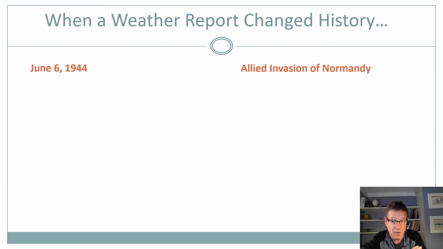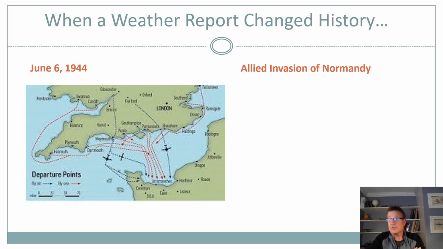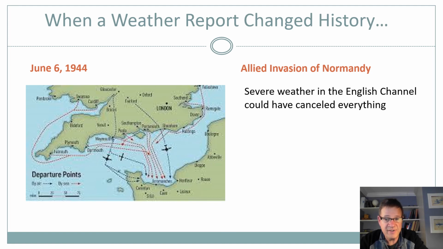And this was the largest seaborne invasion ever planned and mounted in human history, before or since. But there was a problem in terms of getting these troops across. What was happening here was the people were coming across from England onto the beaches at Normandy in northwestern France. But the problem was that there was severe weather on the English Channel, and a massive storm came through, and it could have canceled everything.